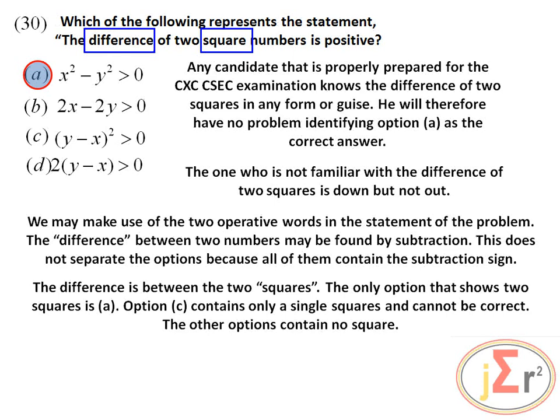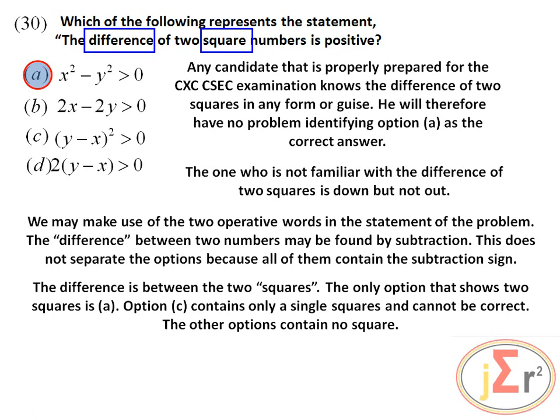Option C contains only a single square and cannot be correct. The other options contain no square. So we have no square in the other options. We need, according to what we have here, two squares. I think I should have highlighted two rather than difference. I'll do that on another occasion.